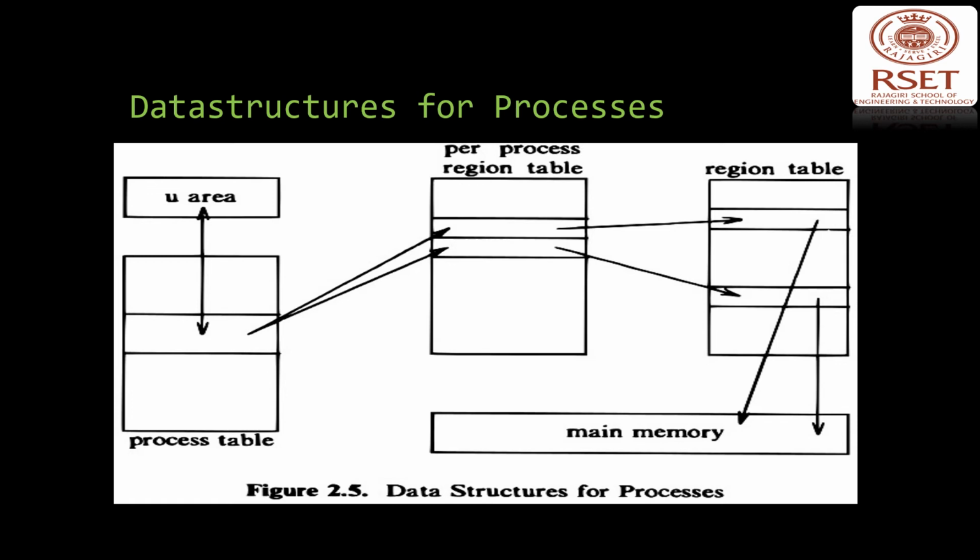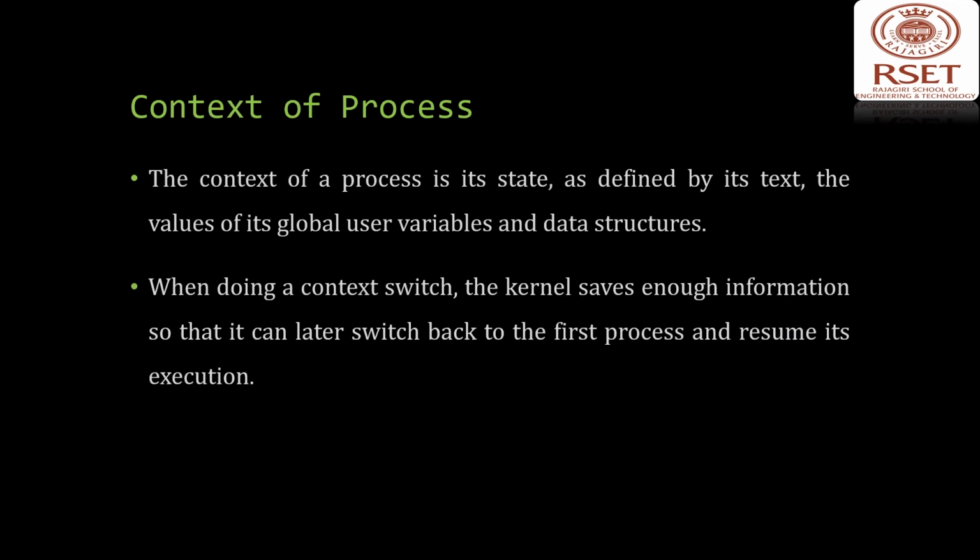A region is basically a contiguous area of a process address space such as text, data, or stack. So region table entries describe the attributes of the region, such as whether it contains text or data, whether it is shared or private, and where the data of the region is located in memory.